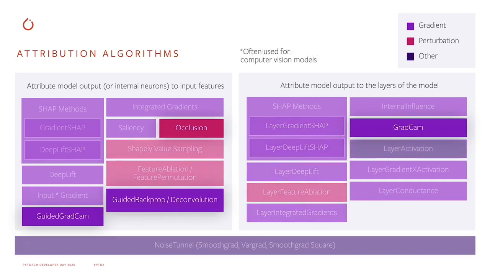We can see that within these algorithms, there are a couple of them that are stemming from the computer vision community. So these algorithms include guided GradCam, occlusion, deconvolution. Although these algorithms are originally coming from the computer vision community, our implementations are generic, and they can also be theoretically used for any other types of models.